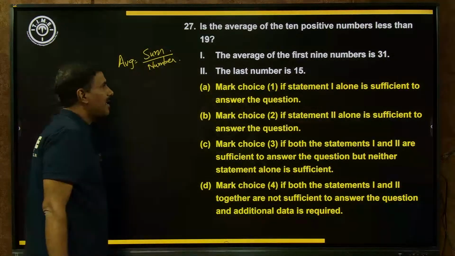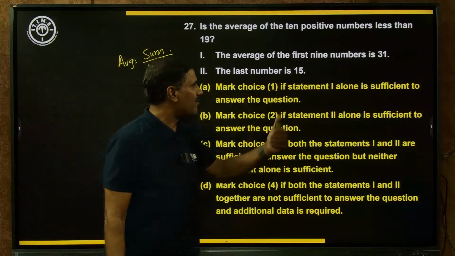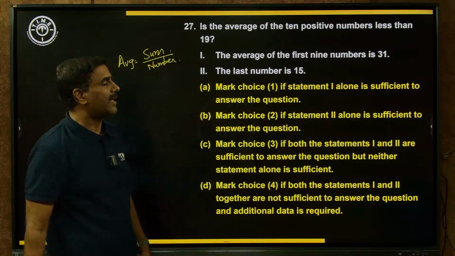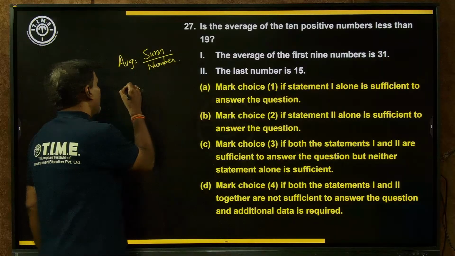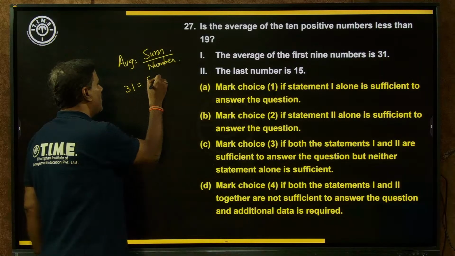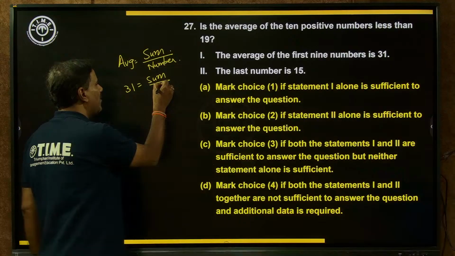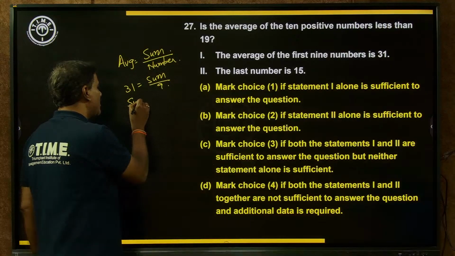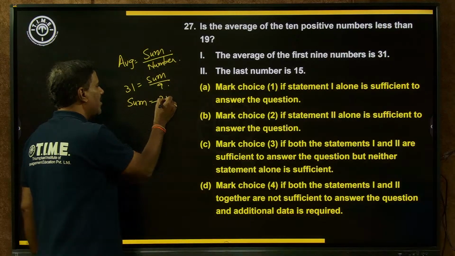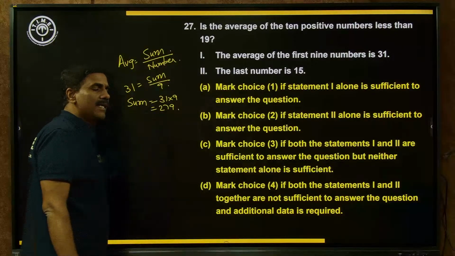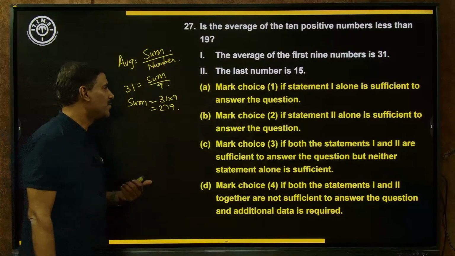If we take the first statement, the average of the first 9 numbers is given as 31, right? We don't know how much the sum is, but the number of numbers we know as 9. So the sum of those numbers we can say is 31 into 9. 31 times 9 is nothing but 279, because 30 times 9 is 270, and one more time it will be 9 more, so 279.